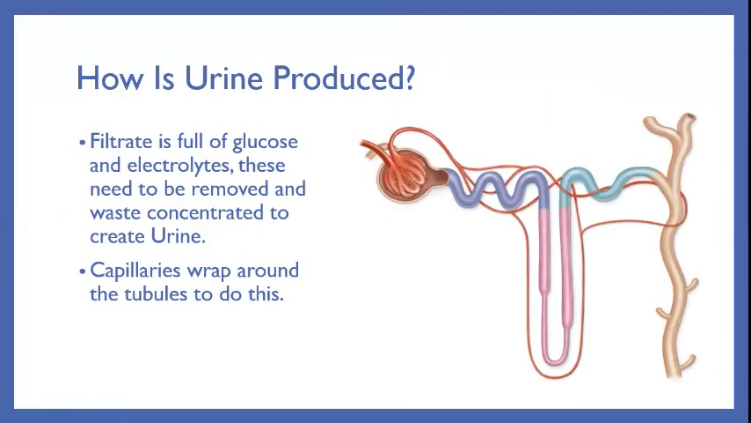All right, how exactly are we taking filtrate and producing urine? We touched on this a little bit. Your filtrate is full of glucose and electrolytes that we need to remove and take back into the body, leaving just the waste in the filtrate. That way we can concentrate the waste and create urine. These red capillaries that wrap around the tubes are the ones that are going to do that reabsorption.